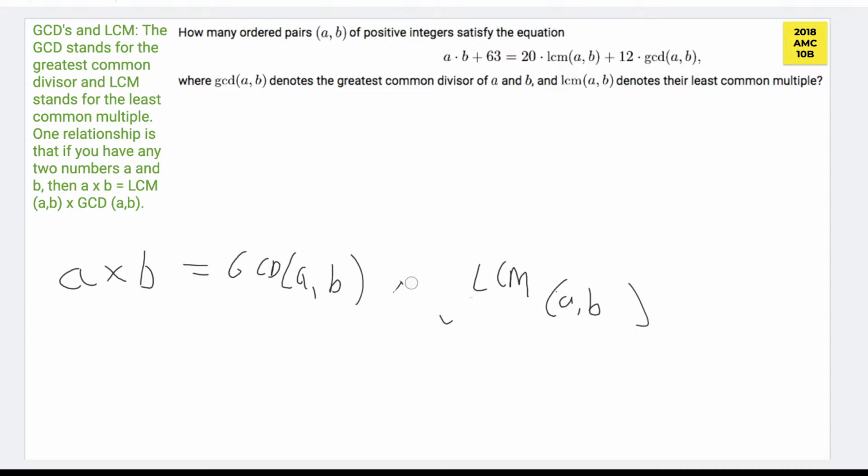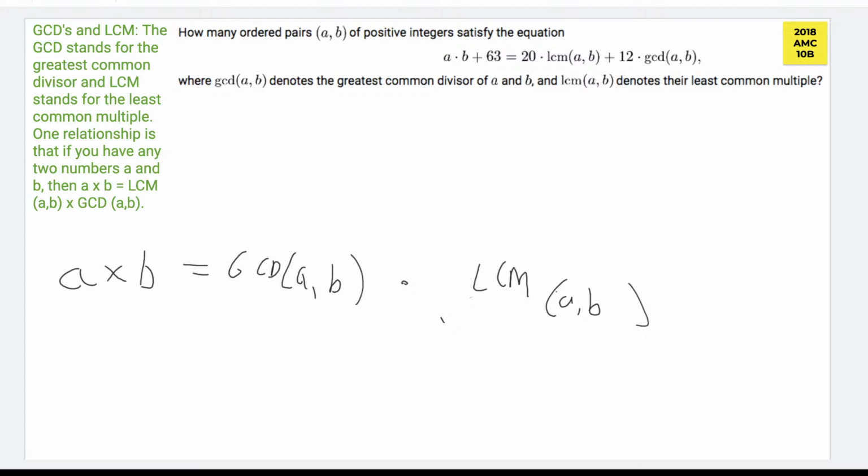So the two numbers multiplied is just equivalent to the GCD times the LCM multiplied. Now, in this problem it states, how many ordered pairs A and B of positive integers satisfy the equation A times B plus 63 equals 20 times the LCM of those two numbers plus 12 times the GCD of those two numbers, where GCD denotes the greatest common divisor and LCM denotes the least common multiple.